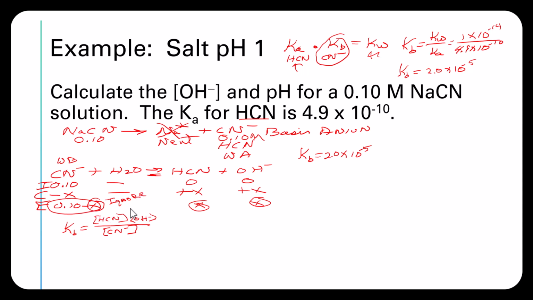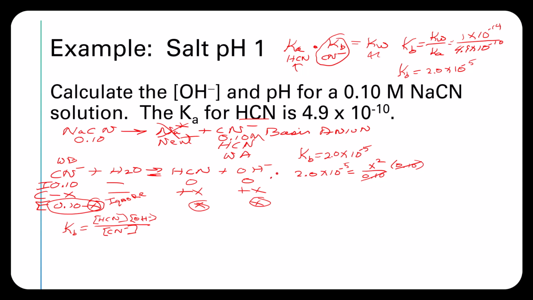But just to be sure, once we're done with the problem, we're going to calculate the percent ionization. So here we go. 2.0 times 10 to the minus 5 is equal to X times X, which is X squared divided by 0.10. Now, if I included that X down there, I'd wind up with a quadratic equation and have to use the quadratic formula to solve. I'm going to multiply both sides by the concentration of cyanide ion.